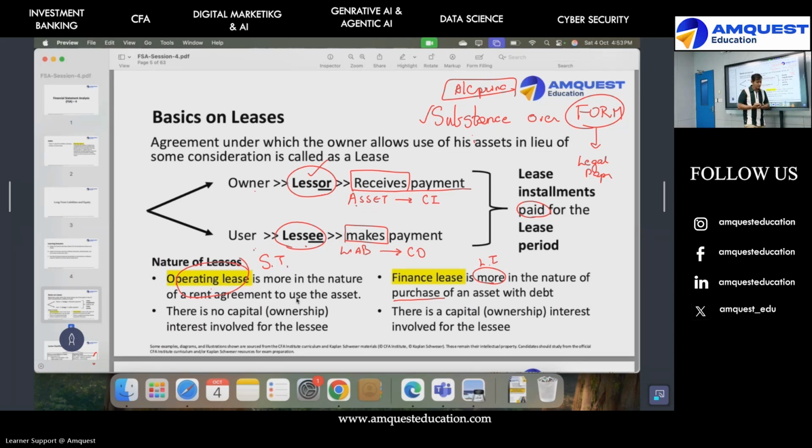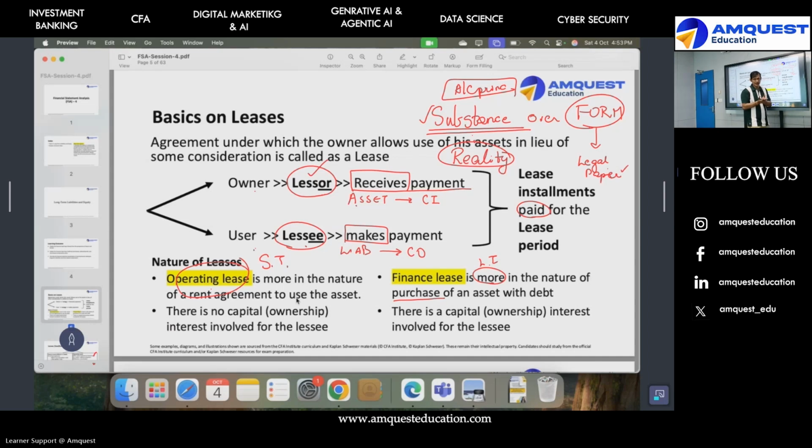Can you reiterate the same? So the word substance means what is the actual reality of the transaction? What is the real reason you have done it? That is substance. And form means what is the legal paper on which you've done the transfer.